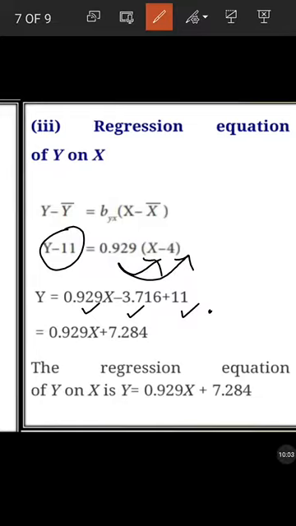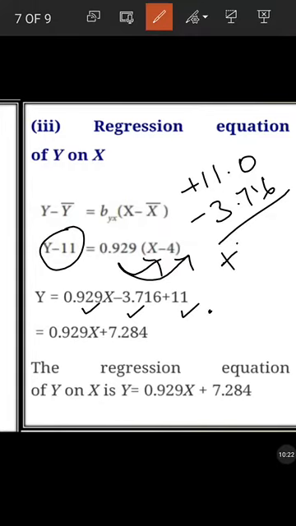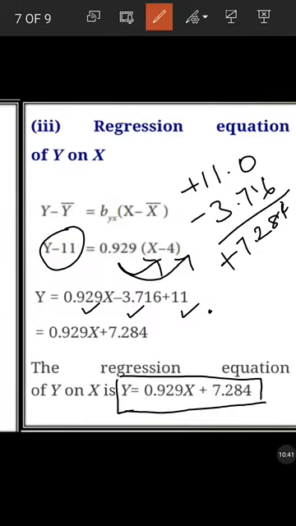So we add these two. 11.0 plus minus 3.716. What should we do if the signs are different? Subtract the values, and write the sign of the bigger number. So we write plus, that is 7.284. Okay, this is the final answer. So here we write: therefore the regression equation of y on x is y is equal to 0.92x plus 7.284. So this is the final answer.